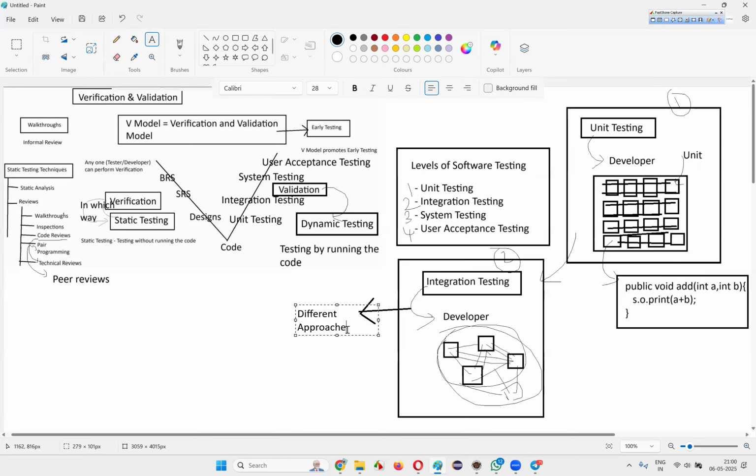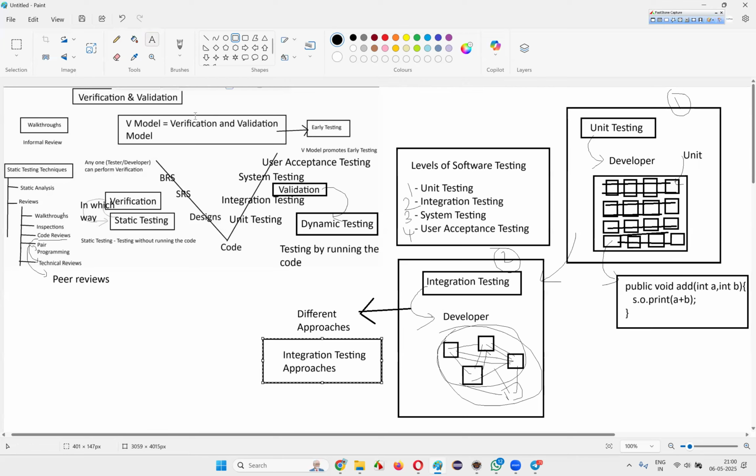Okay, there are different approaches to perform integration testing. We can call these integration testing approaches. What are the different integration testing approaches we have? One is the top-down integration testing approach. Another one is the bottom-up integration testing approach. Then we have sandwich integration testing.